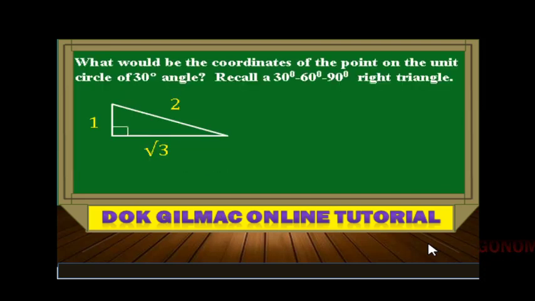What would be the coordinates of the point on the unit circle of a 30 degrees angle? Let's recall a 30-60-90 degrees right triangle. If we divide this hypotenuse by 2, this is just equal to 1, which is 1 unit. So therefore, this side here is 1 over 2 and this side here is square root of 3 over 2. So from here, we can have the values of cosine 30 and sine 30 degrees.